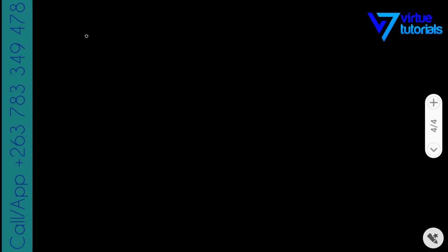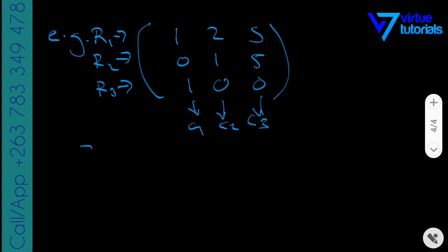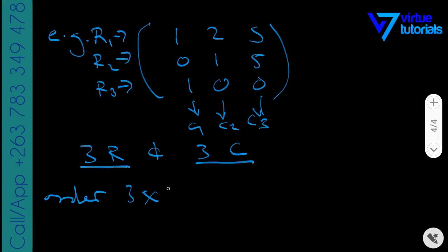Now, there's a special type of matrix that you can have. You can have a matrix 1, 2, 5, 0, 1, 5, 1, 0, 0. Now, what do we know here? We have 1 row there, a 2nd row, and a 3rd row, and a 1st column, a 2nd column, and a 3rd column. So we've got 3 rows and 3 columns. So the number of rows is equal to the number of columns. The order of this matrix is 3 by 3.